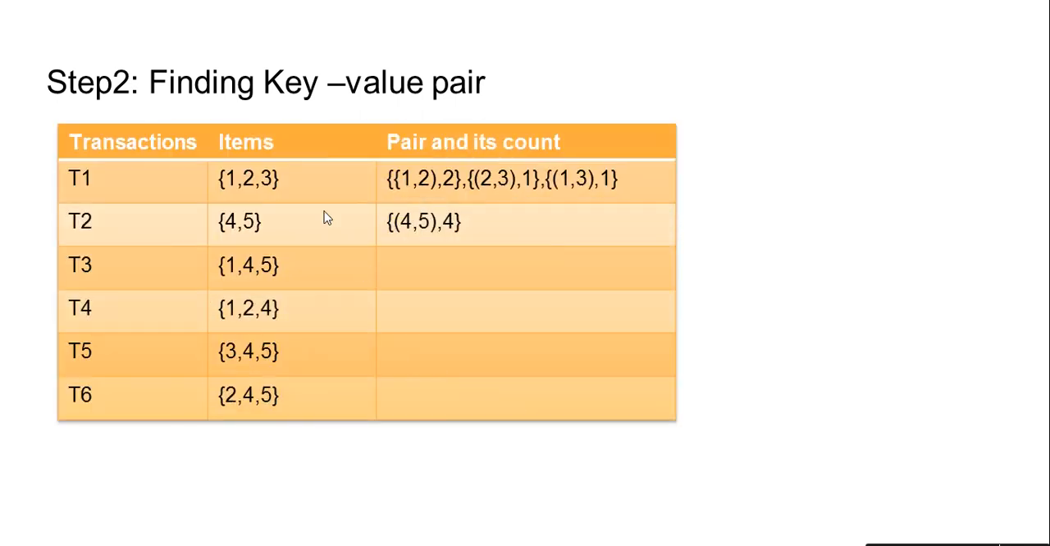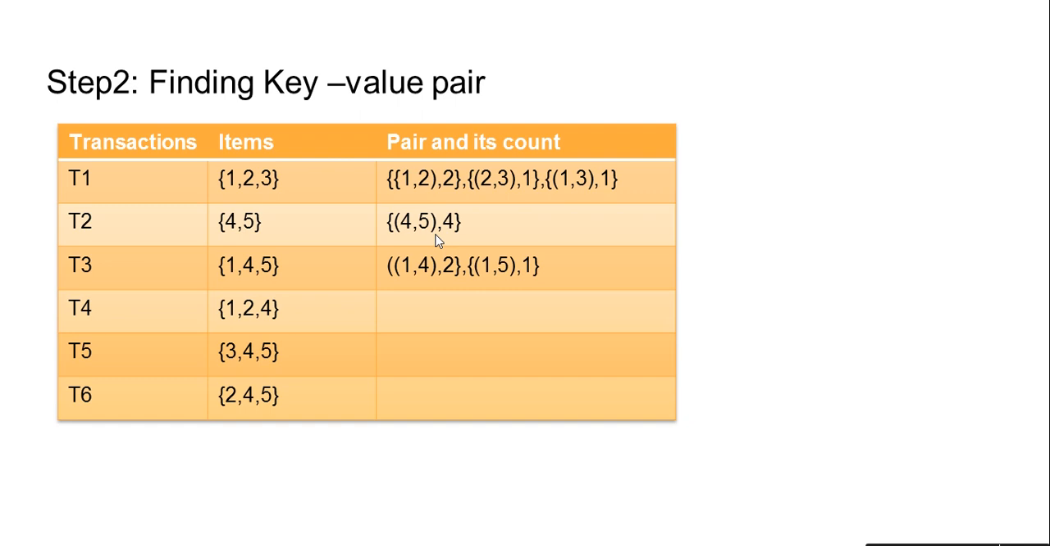Like that, you will try to find out the pairs of every transaction. Next, let us try to find out 4, 5. 4, 5 is coming here. It is also coming here. It is coming here also, and in transaction T6 also. So I can say my pair 4, 5 has been brought 4 times throughout the data set. Hence the count of that particular pair 4, 5 is 4. Like that, you can find out for the other pairs.